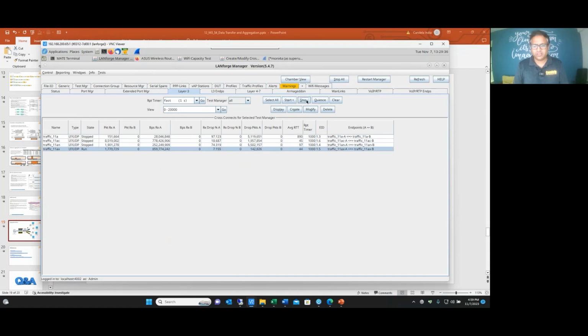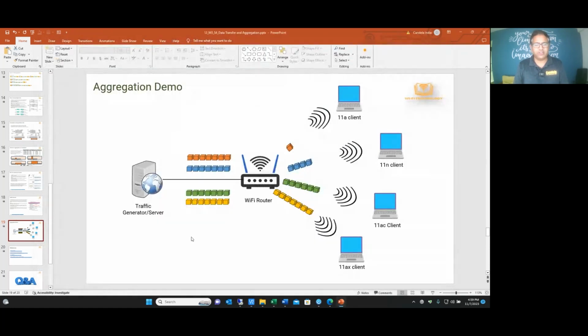So that's a quick demo of how the aggregation works in the real world. There are lots of nice packet captures and analysis available. I put some things in the references. I can send more information later in the WhatsApp groups.